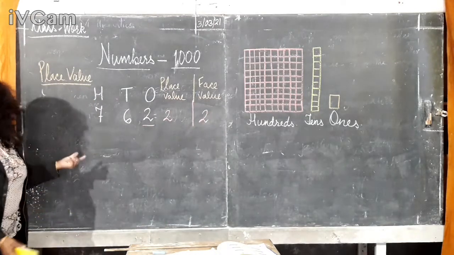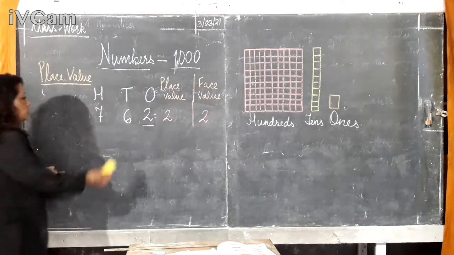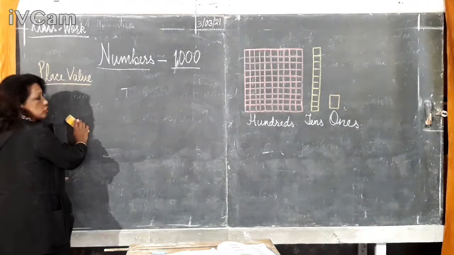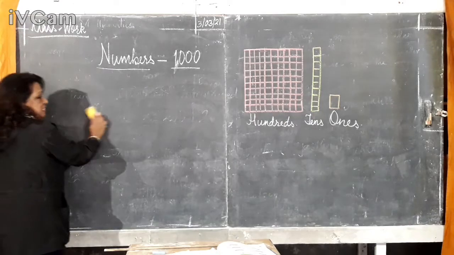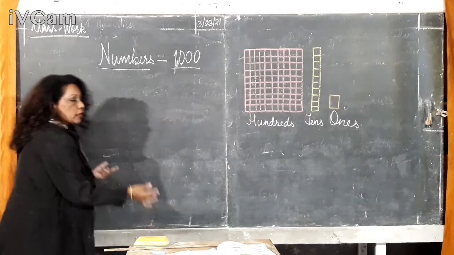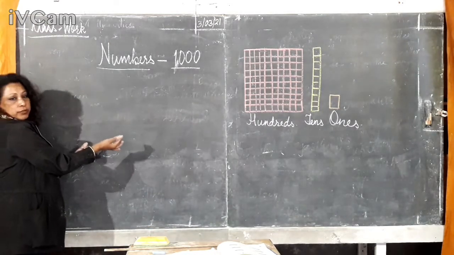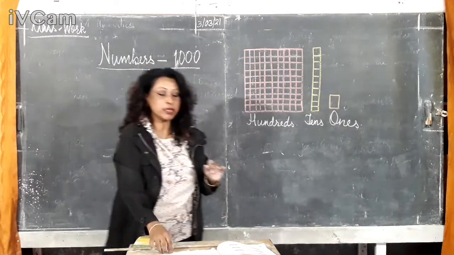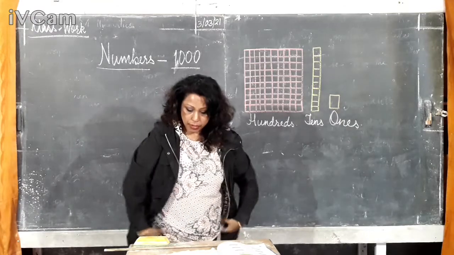Understood, children? So this is how you do place value. The same thing we did with two-digit numbers, that I had explained in detail. Now we are just adding one more zero. That's all. Now let's do expanded form also. Today we'll be doing place value and expanded form.